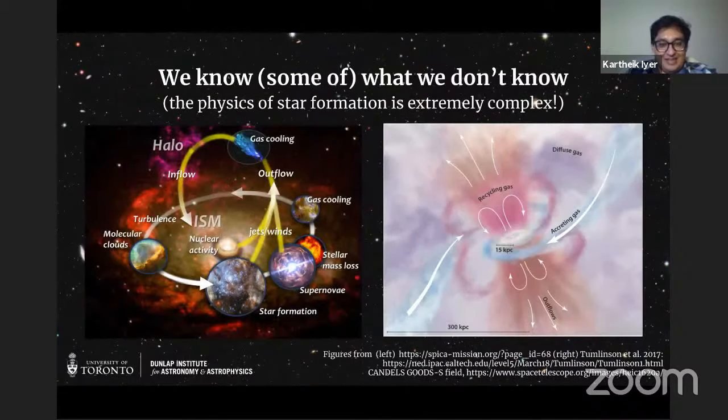And it's really interesting, because there's so much left to find out, and there's so much that we're already finding out that we digest and put into our mental picture of galaxy evolution.